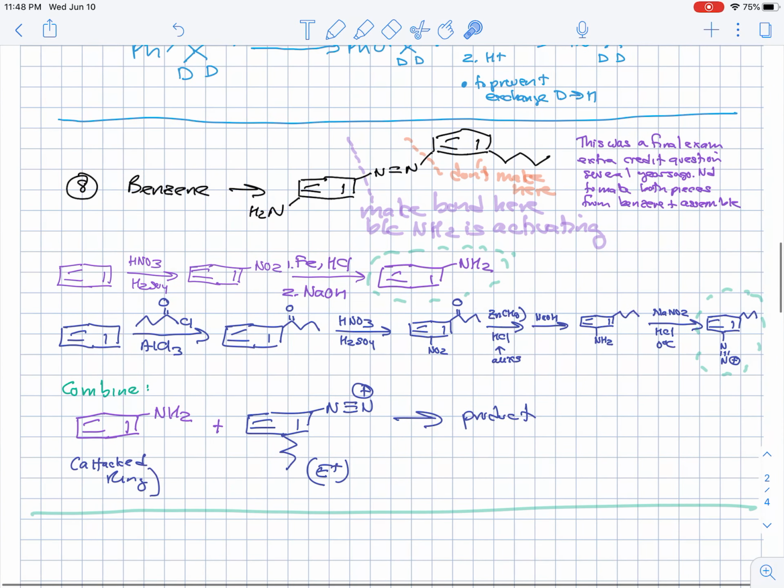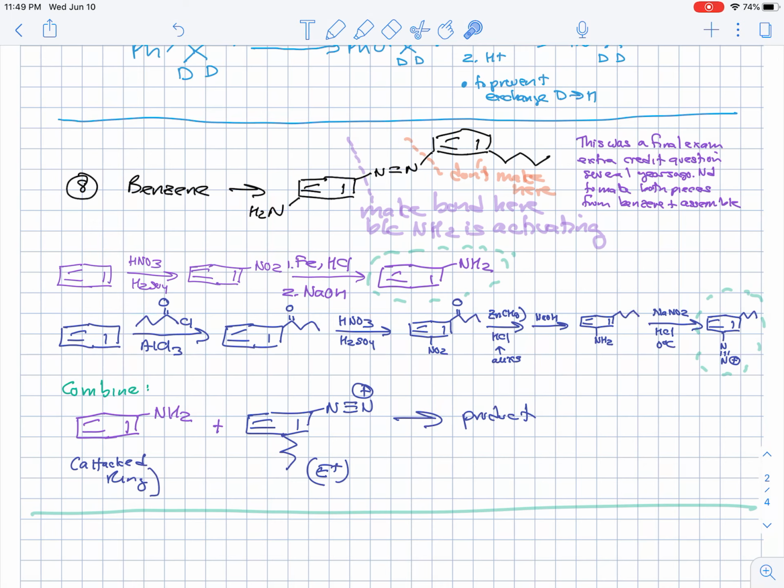So this next one was an extra credit question on a Chem 22 final a couple years ago, where we have to make this azo linkage. And you can make an azo linkage by using a diazonium compound with an activated benzene ring. So we're going to make that by making this purple bond, because this ring is activated with the NH2 group. So we need to make that diazonium piece and this amine piece.